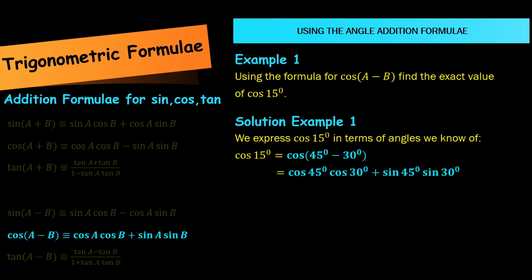We can now plug in the values of 45 degrees and 30 degrees to replace A and B respectively to obtain cos 45 degrees times cos 30 degrees plus sine 45 degrees times sine 30 degrees. In particular, 45 degrees has replaced A as shown, and 30 degrees has replaced B as shown.